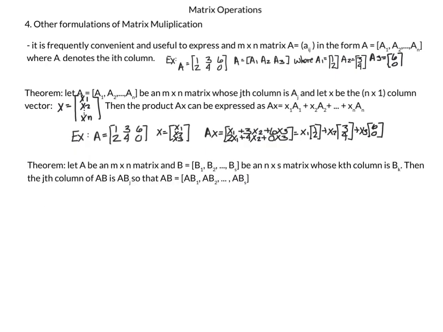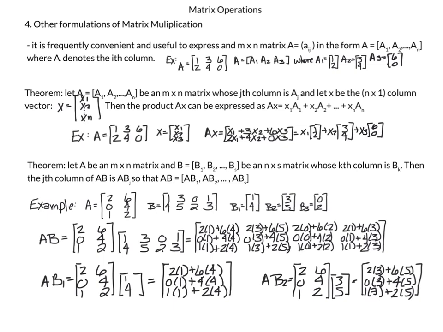Here is our last theorem. Let A be an m by n matrix and B be a matrix which is equal to the column vectors b1, b2 up to bs, and B is an n by s matrix whose kth column is bk. Then the jth column of AB is ABj, so that AB is equal to AB1, AB2 up to ABs.